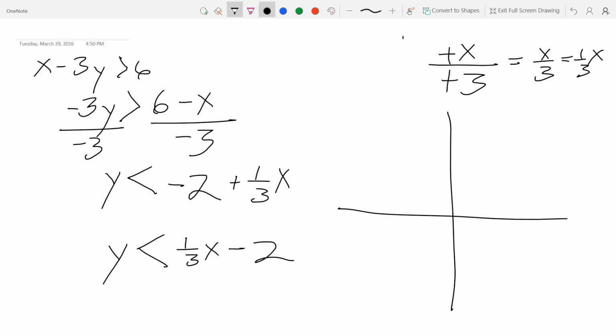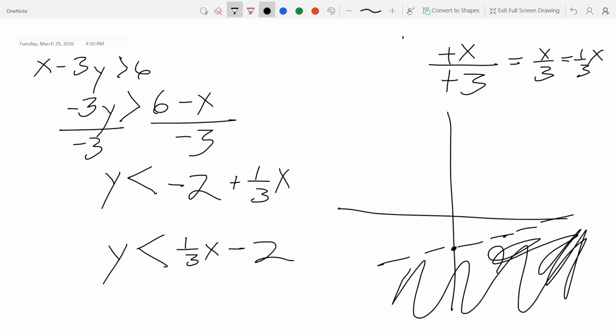Where do I start? You're going to start at negative 2. Okay. What next? And then you're going to go up 1 and to the right 3. Okay. For your slope. And that's a positive slope. Is that a solid line or a dotted line? That's a dotted line. And you're shading the bottom half. Correct.